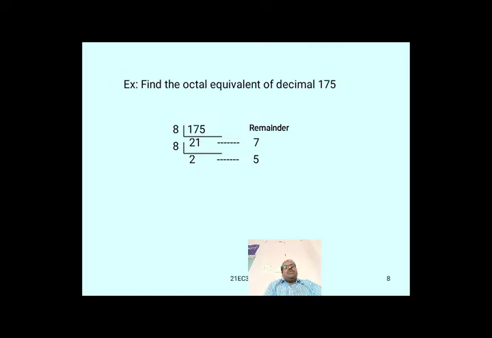We must continue until the quotient is equal to 0. So again we perform the division. Then we get 8 zeros is 0, remainder is 2. Now the value corresponding to the decimal value 175 is 257. 175 base 10 equals 257 base 8. Note down that question and answer also. If you have any doubt, you can ask me. Please make a note of it.